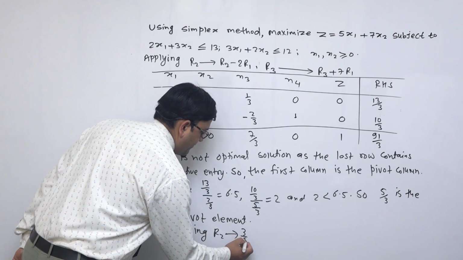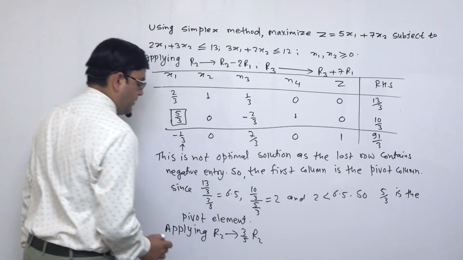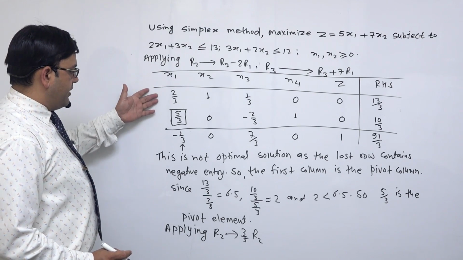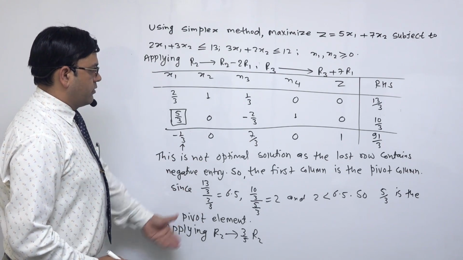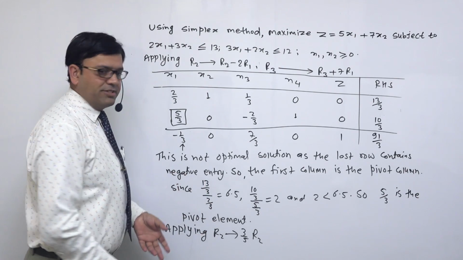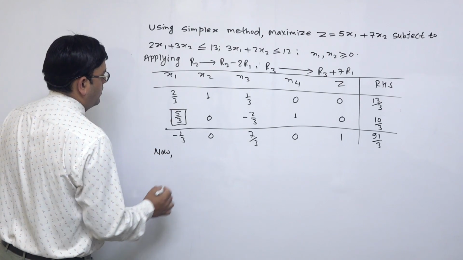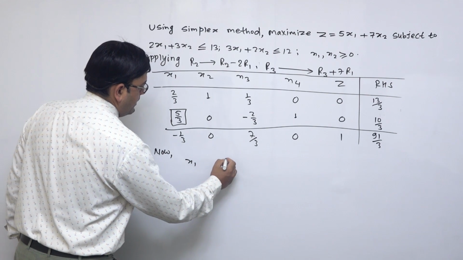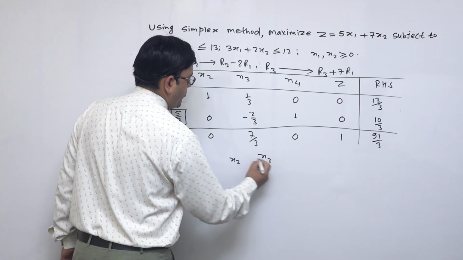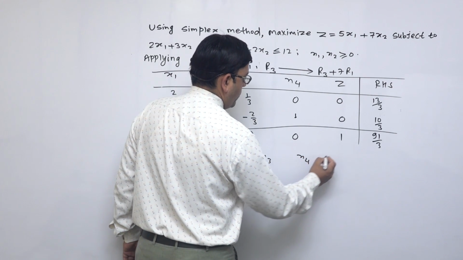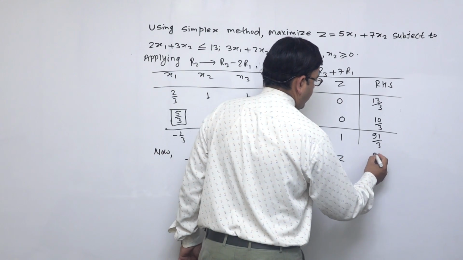३/५ R2 नै भन्छौं हामी. अब यस अनुसारको table बनाऔं हामी. यसको लागि drop गरेर यहाँ table बनाउँदै छौं because we have very few space. Now we have here x1 and then x2, x3, x4, z and RHS.